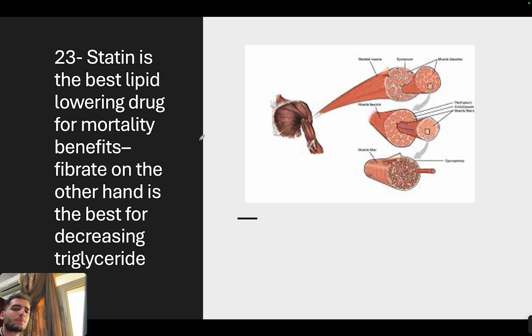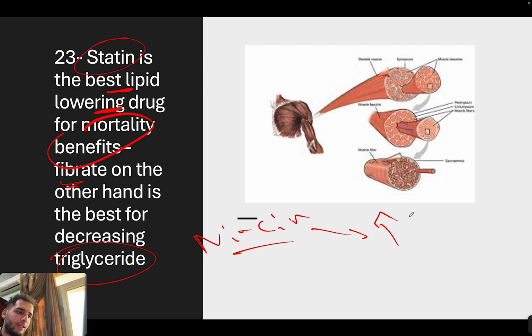Okay. Now, the next concept that we have is that statin is the best lipid lowering drug and it has mortality benefits. This is the best drug that we use to decrease LDL, but it can also increase the HDL, decrease triglycerides, whatever. Okay. Now, fibrates, on the other hand, are the best to decrease triglycerides only. And we have niacin, which is the best drug to increase HDL. Okay. Now, the only one that has mortality benefits is the statin.